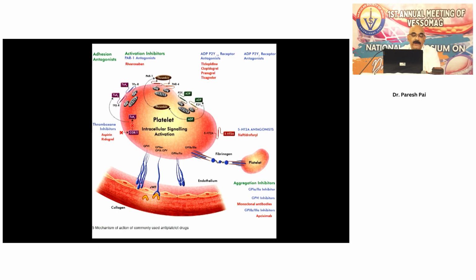Here, PAR1 antagonists like rivaroxaban are an important factor. You have the ADP P2Y12 receptor antagonists, which include clopidogrel, prasugrel, ticagrelor, ticlopidine. You also have the 5-HT2A antagonist, which is naftidrofuryl. This is used, there were studies for prevention of restenosis and improving claudication. And you have the aggregation inhibitors, the GP1A2A or GP2B3A inhibitors like apixaban and monoclonal antibodies.